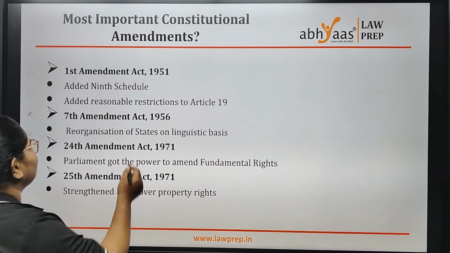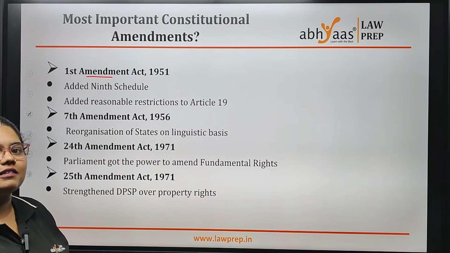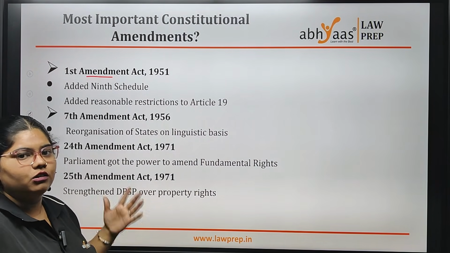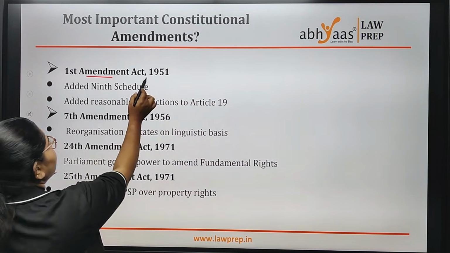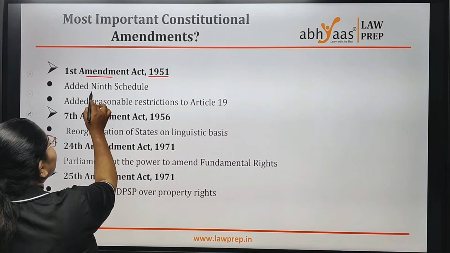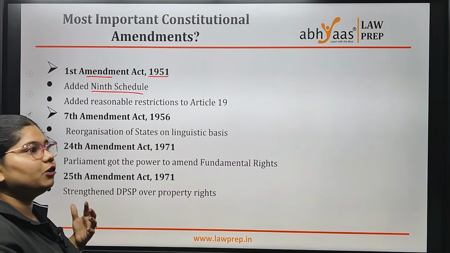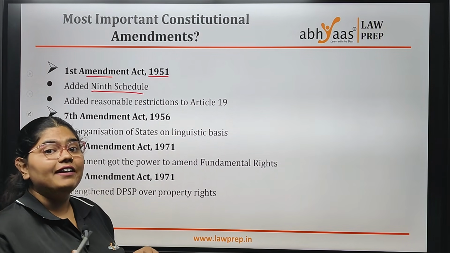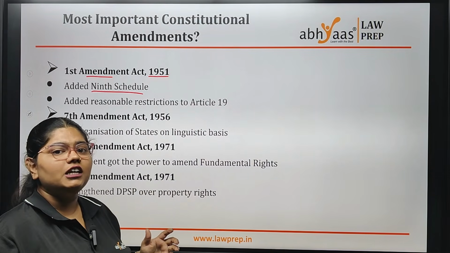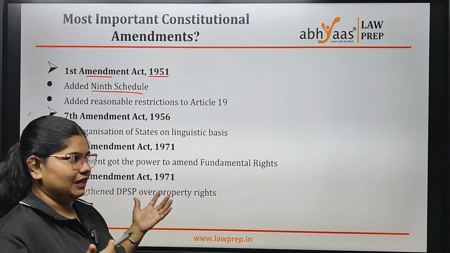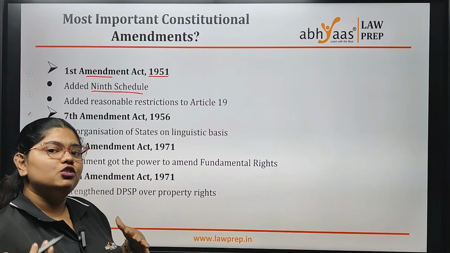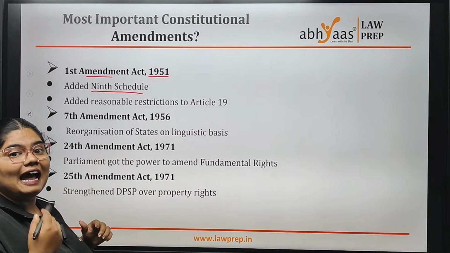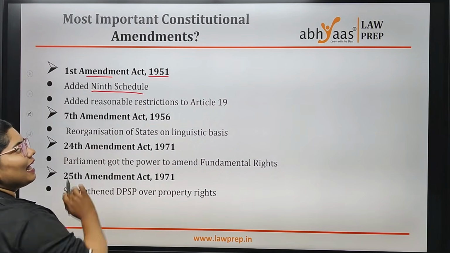Coming to your first amendment, as soon as our Constitution came into force, the first amendment made to our Constitution was in 1951. It added our 9th Schedule. The 9th Schedule made sure that whatever laws Parliament makes regarding land reform should not be judicially reviewed. You know about judicial review, I guess. Judicial review is where the judiciary reviews the laws made by Parliament. To secure your land reform laws, the 9th Schedule was added.